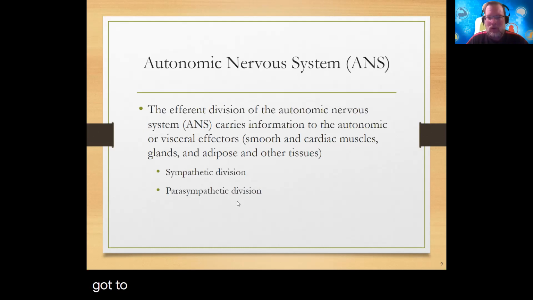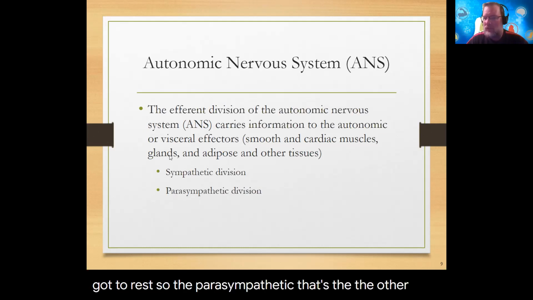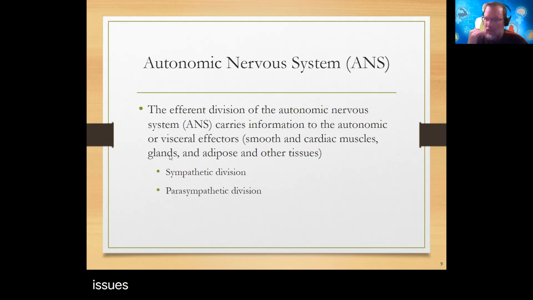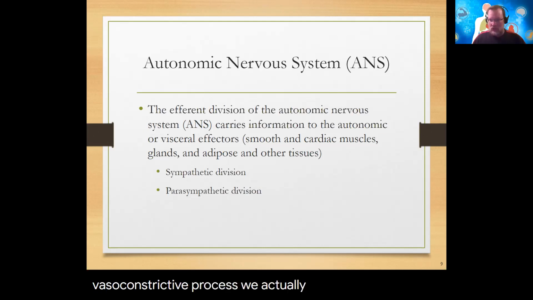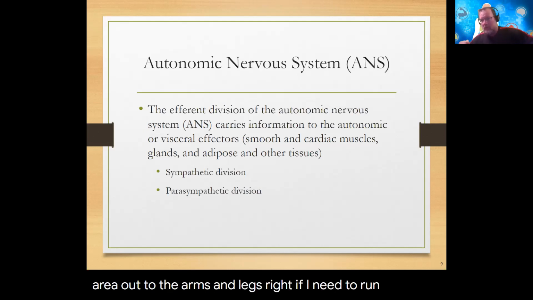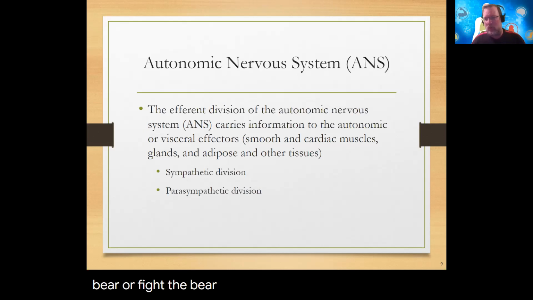The body's got to rest. So the parasympathetic, that's the other thing. We have a lot of digestive issues going on in the world, certainly, from mouth to toilet. We've got digestive issues more than ever. But again, with sympathetic kicking in, we do see one system actually goes down. Most systems perk up. The digestive system actually goes through a vasoconstrictive process. We actually move blood from that area out to the arms and legs, right? If I need to run from the bear or fight the bear, or probably wouldn't win either way. So I don't know, maybe freeze is the best, right?